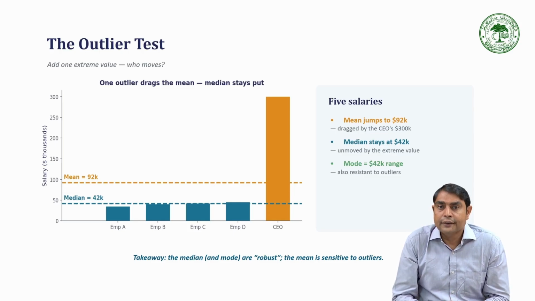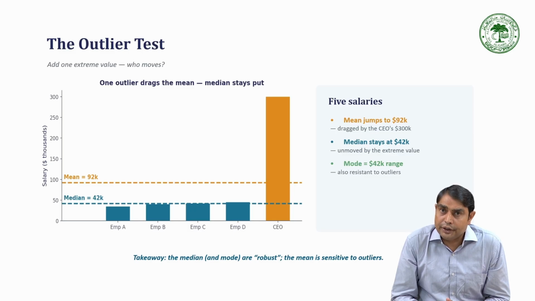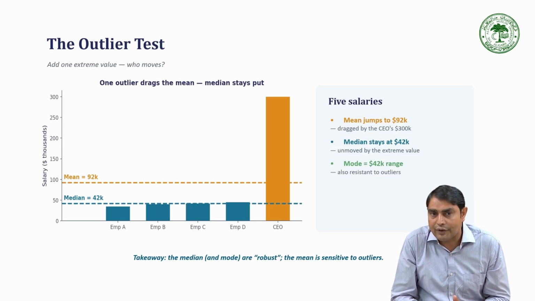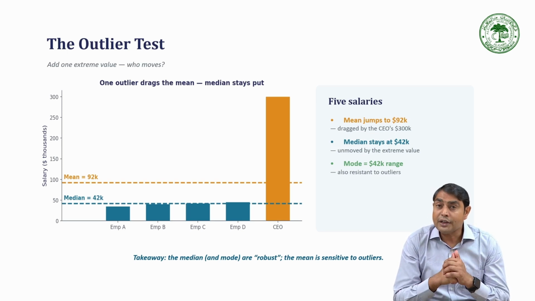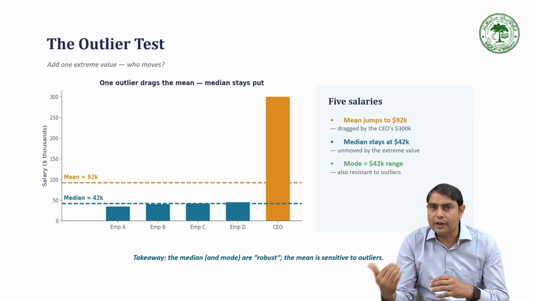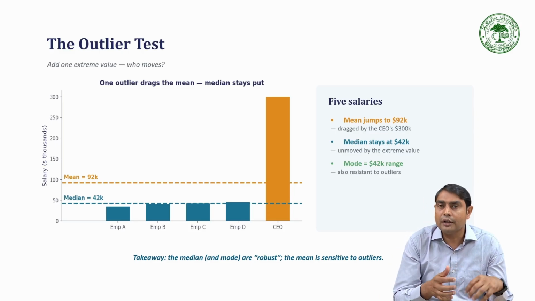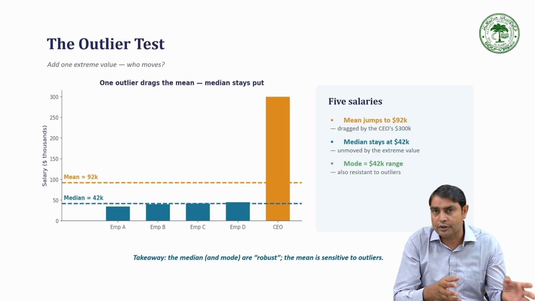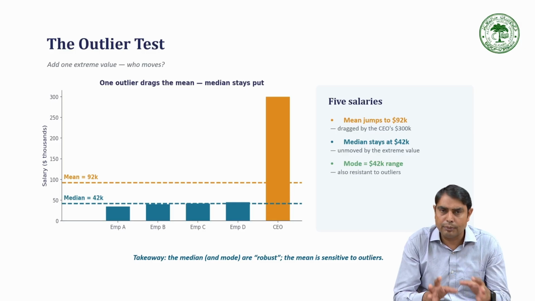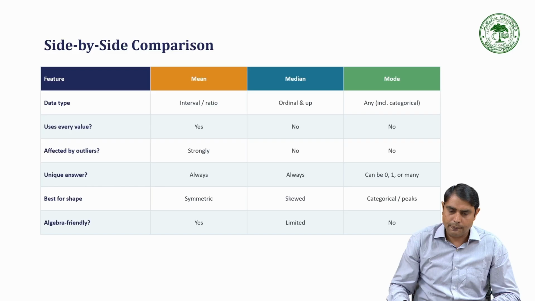Mode also resists outliers like median, so it is also okay with the outliers or extreme values. It is robust with the outliers or extreme values. So whenever there is an outlier in the data, the mean fails to give you the true picture, and median and mode become an alternate or better measure of central tendency. The mode and median are more reliable than the mean in this case.